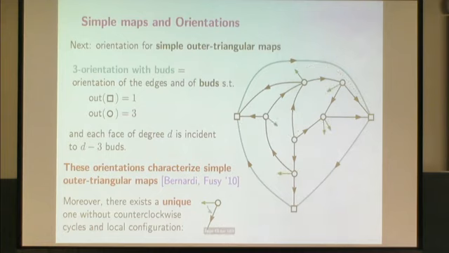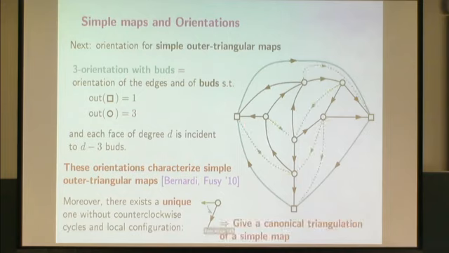Oh, yeah. Sorry, I should have said that before: in each face of degree d, you have exactly d minus 3 buds. These buds somehow give you a way to triangulate the simple map in a canonical way. If you have a quadrangle, you need 1 additional edge to make 2 triangles, and so these buds can be used to do that.